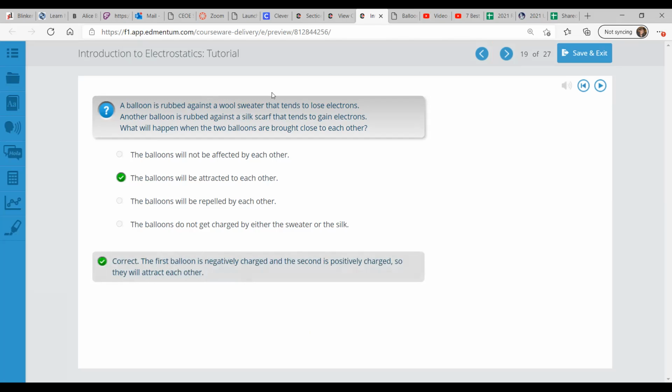The first balloon gets negatively charged from rubbing against a wool sweater. And then the second balloon is positively charged. So they're going to attract each other.